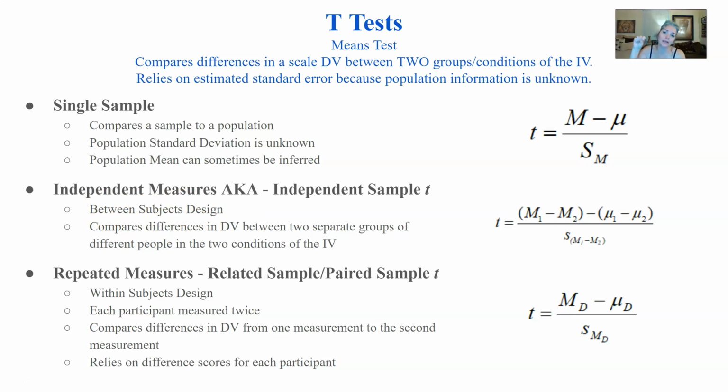So you're comparing LGBTQ to non-LGBTQ, Republicans to Democrats. It can be experimental or non-experimental. It's all about whether we randomly assigned or not. If we're not randomly assigning, then it's non-experimental, but we're still going to be comparing a grouping variable and a measured variable between those two groups.